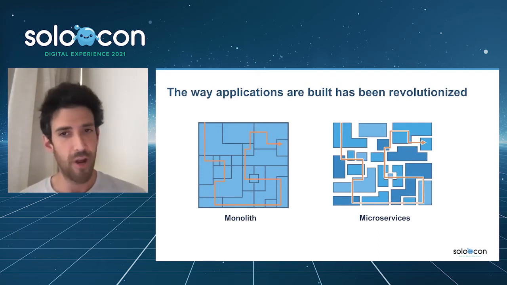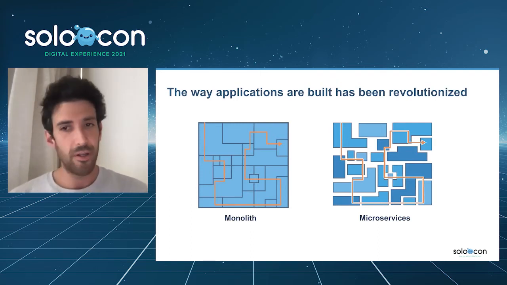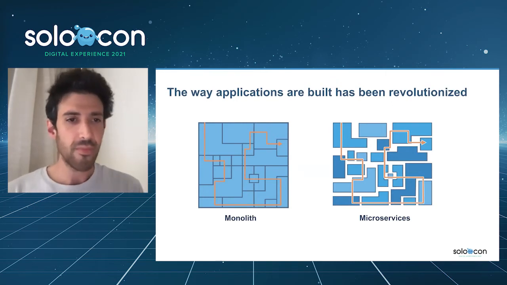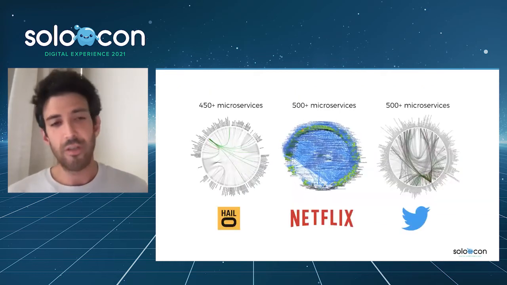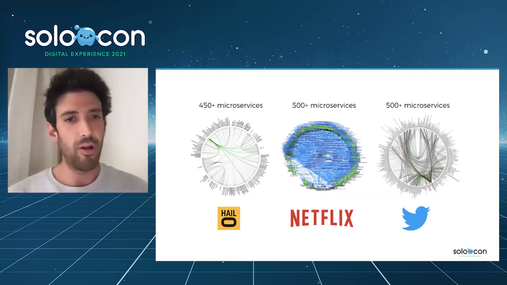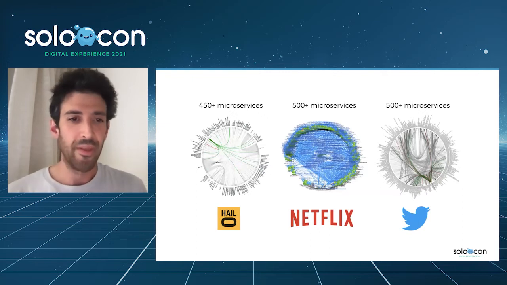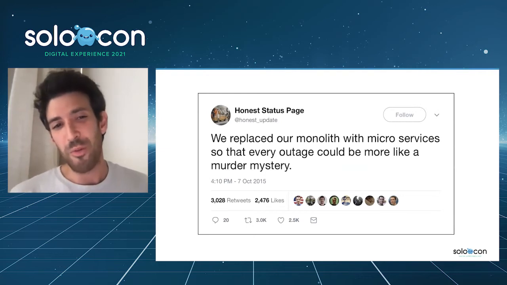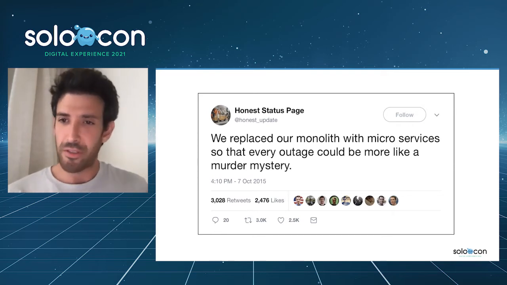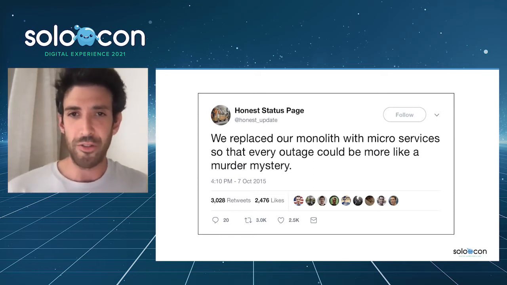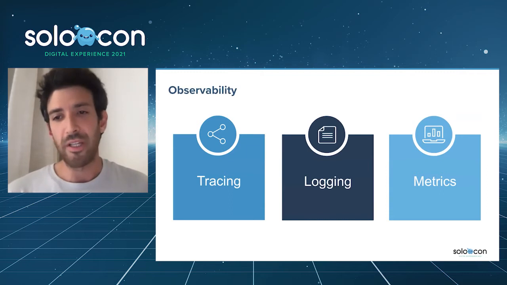Just to explain the problem a little bit, we're aware that there's a transformation going on, a shift from monolithic to microservice architecture applications. And doing so brings some challenges with it. Just to give an understanding of the scale, at large scale companies, you have hundreds of microservices that are all interdependent and communicating with one another. So this leads to a situation where we love this tweet at Solo: "We replaced our monolith with microservices so every outage could be more like a murder mystery." Basically, all of this scale and separation, modularization of components makes things more difficult to track and understand. So that's where observability comes in, in this context.